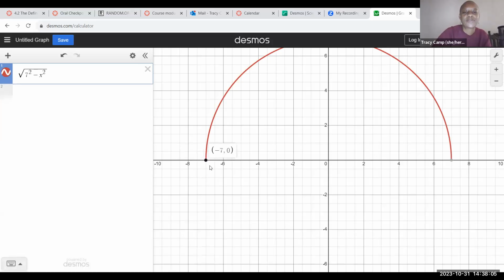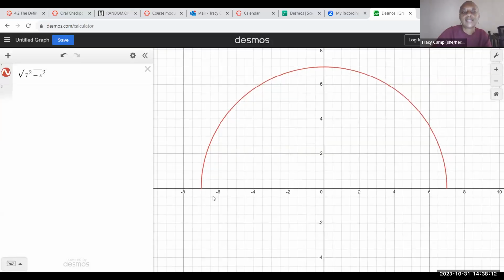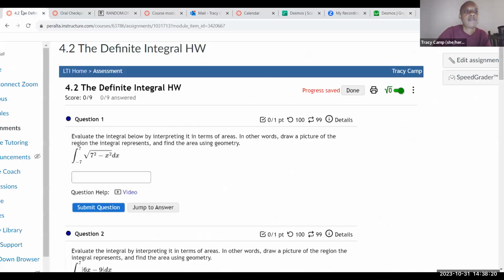So this is a half circle. Notice -7 is where it starts, and then +7 is where it ends. And when it's asking us to find that definite integral from -7 to +7, it's asking us to find the area underneath that half circle. That's what this is asking us to find.